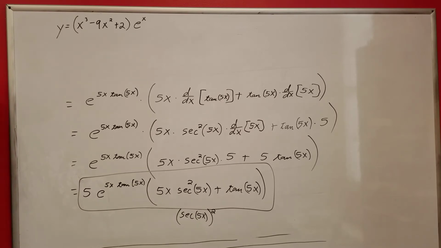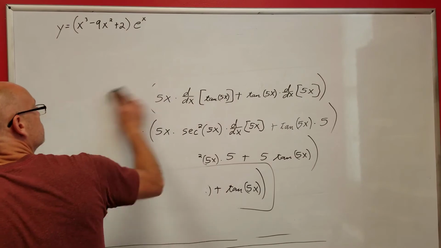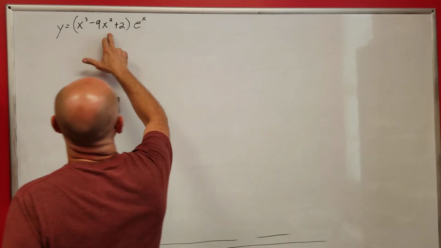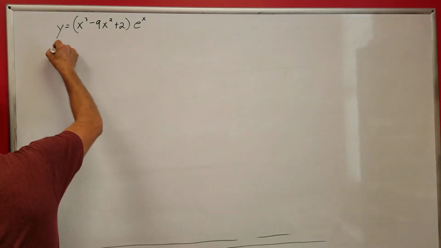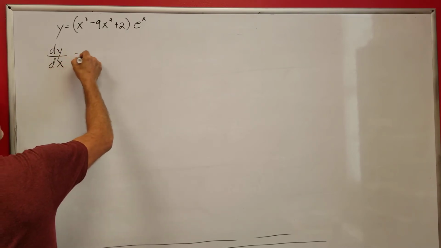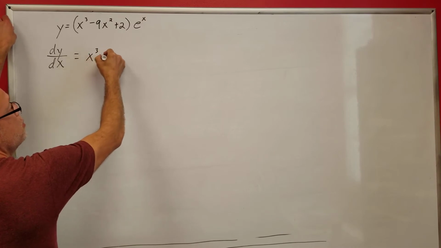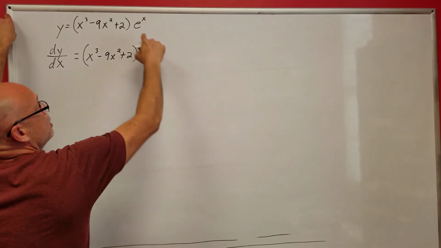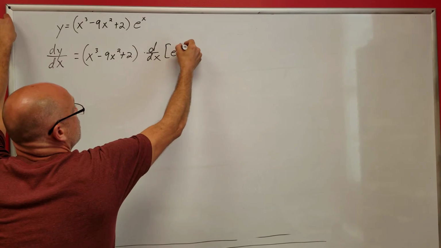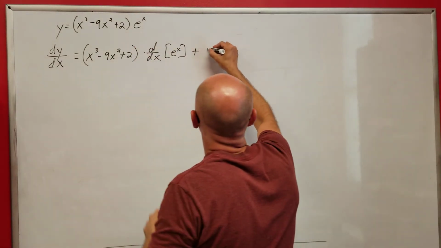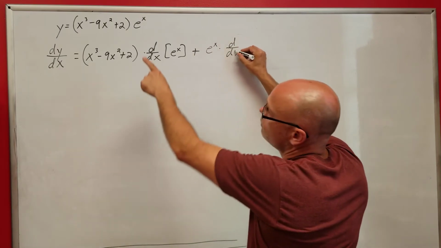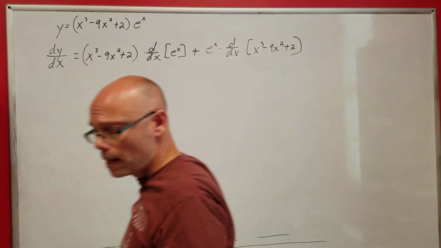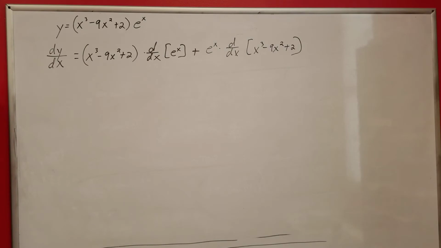Well, let's see. What I notice right here, I have a product, so I'm going to use a product rule. dy over dx is equal to first, which is all this stuff, x cubed minus 9x squared plus 2, times the derivative of the second piece, plus the second piece, e to the x, times the derivative of the first piece, x cubed minus 9x squared plus 2. Just apply the product rule.